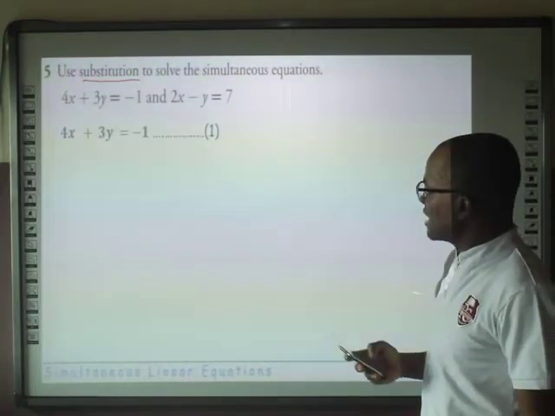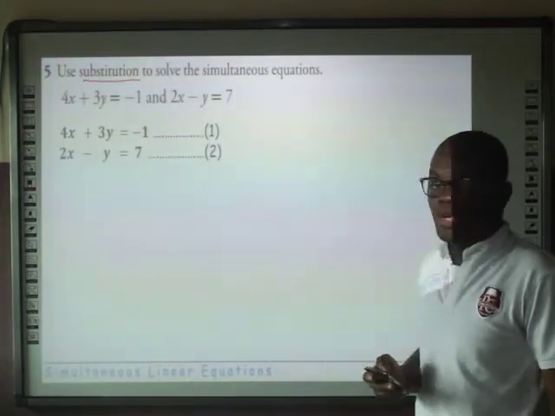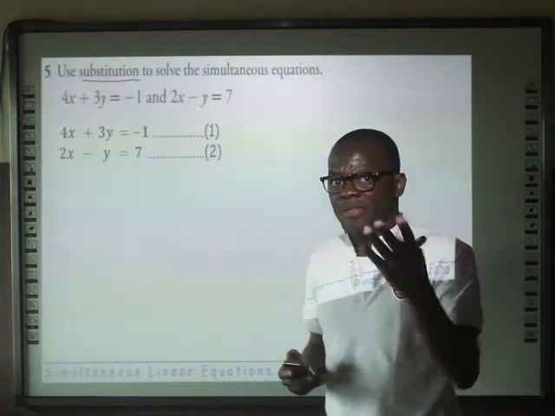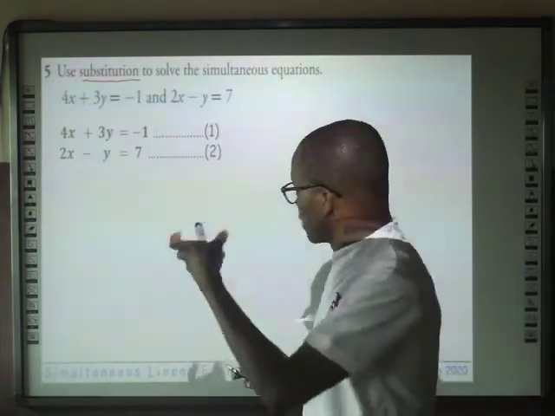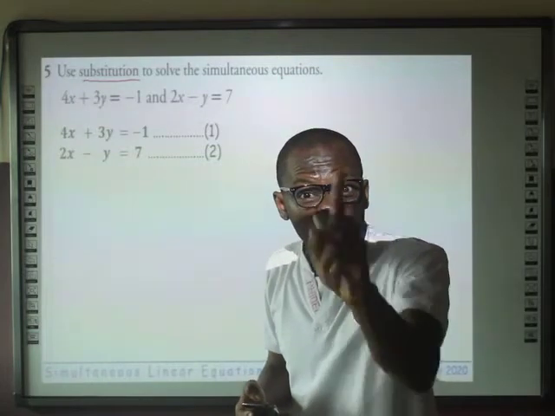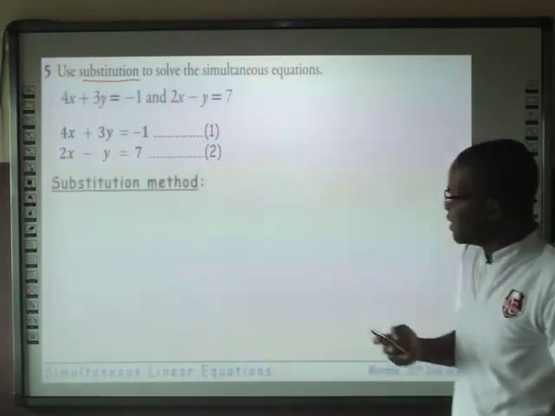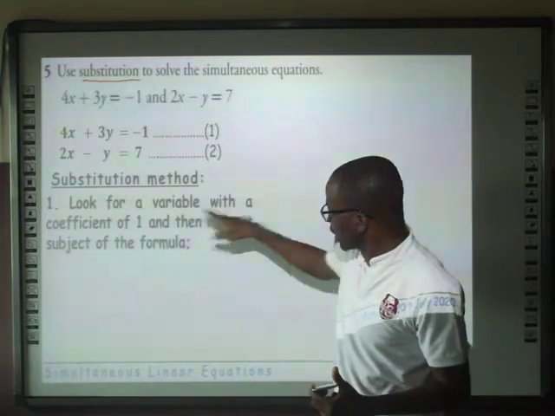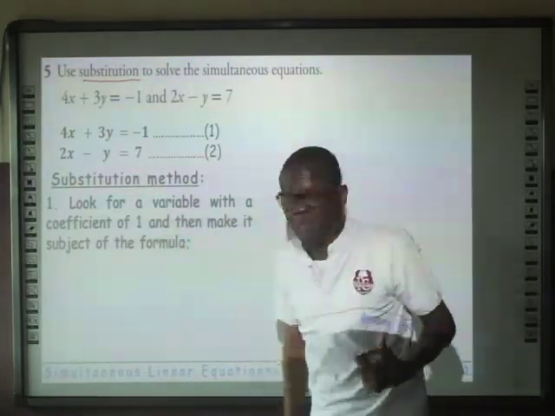Right, 4x plus 3y is equal to minus 1. Let's make that equation 1, and then 2x minus y is equal to 7. Let's make that our equation number 2. Now, remember you're going to use the substitution method. Because you recollect, I told you that you look at the variables, x and y, and you look for the variable with a coefficient of 1 and make that the subject. So, substitution method, that's what we're told to use. Step 1, you look for a variable with a coefficient of 1 and then make that variable the subject of the formula.